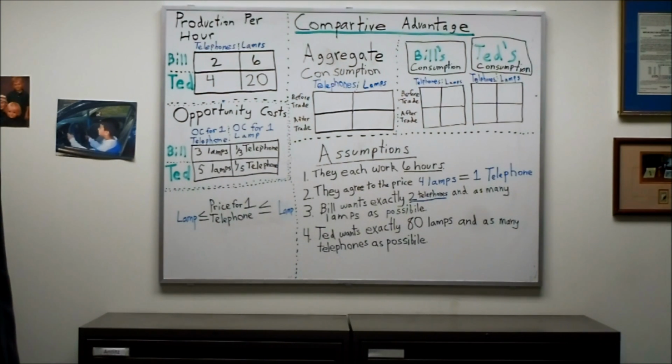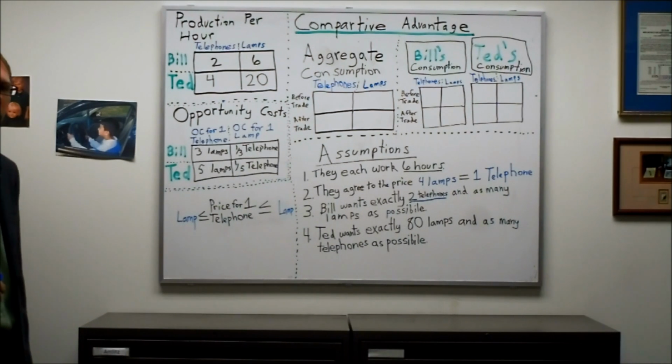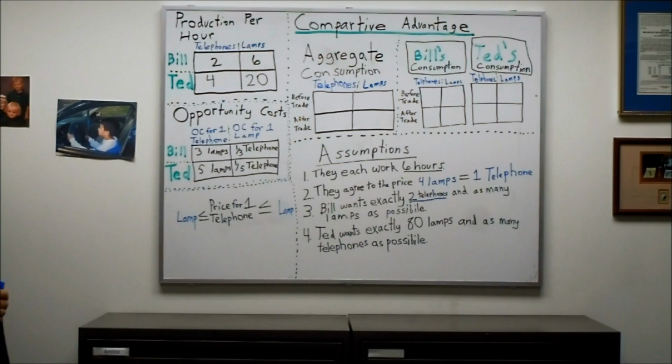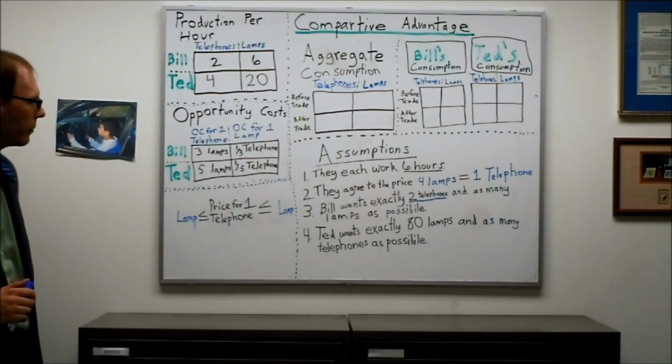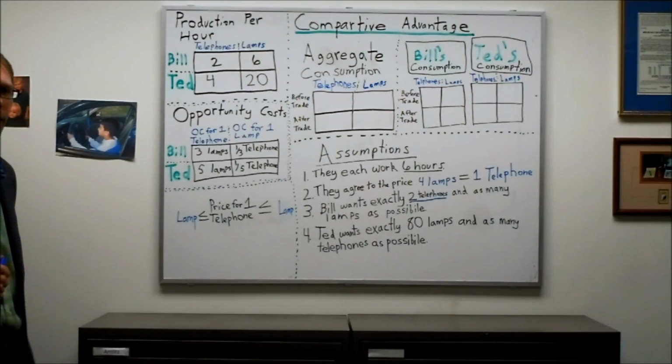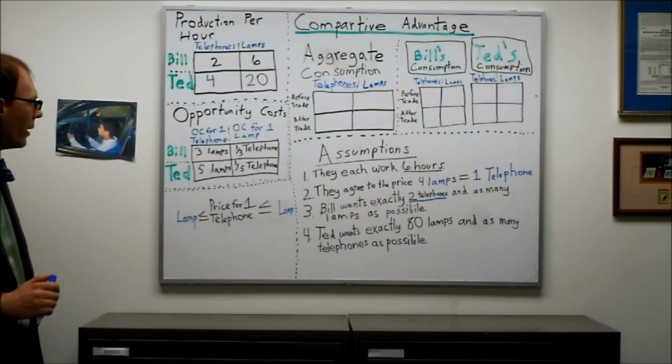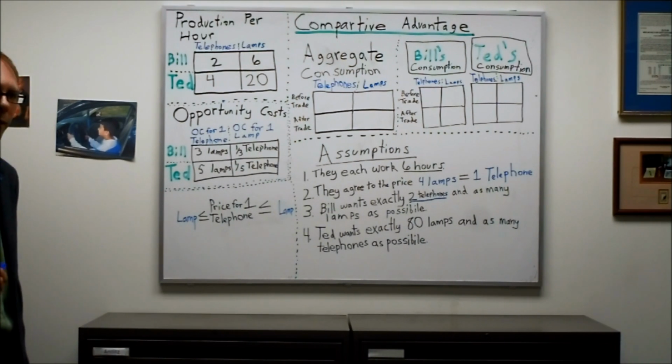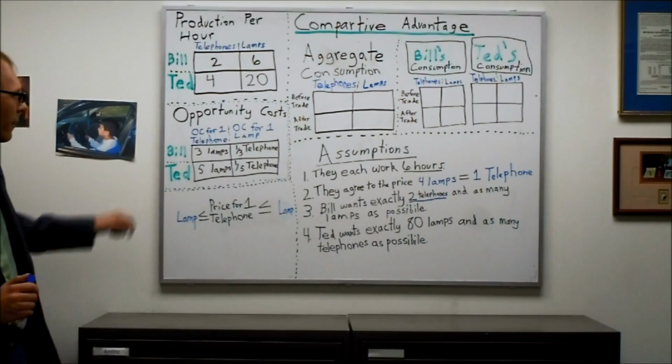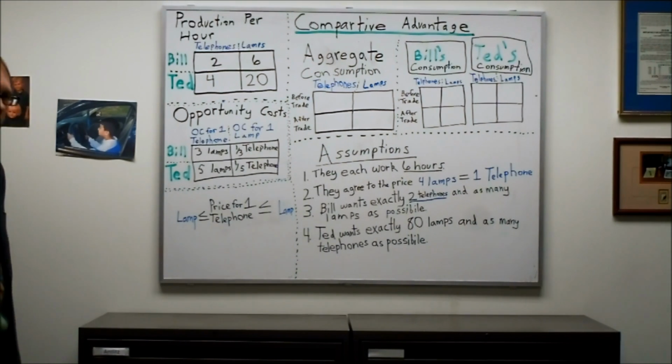Once we have calculated the opportunity cost, we can then find out who has the comparative advantage to produce what. We can think of the opportunity cost as a currency, lamps instead of dollars. 1 telephone costs Bill 3 lamps to make. 1 telephone costs Ted 5 lamps to make. 3 is less than 5. So Bill can make telephones for less than Ted.